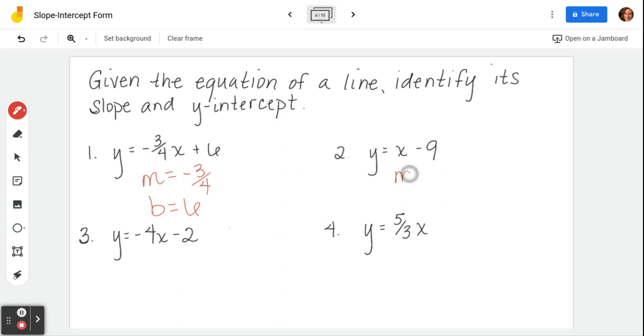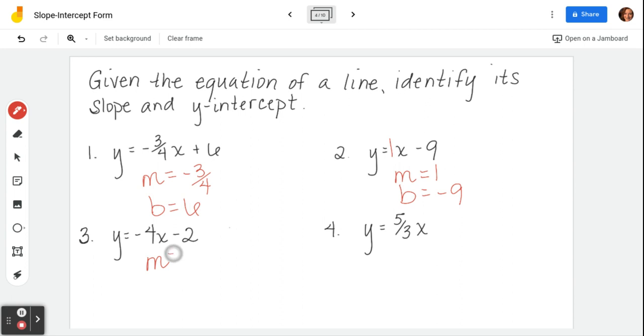Number 2, my slope is the coefficient of x. If you don't see 1, it's because it's a 1. It's not a 0, or the x would be invisible. You wouldn't see it at all. Saying I have an x is the same thing as saying I have 1x. Just like I have a cookie means I have 1 cookie. I have $1. So my slope is 1. And my y-intercept on this one, there's a minus sign, so it's a negative 9.